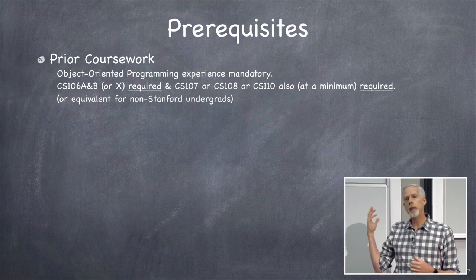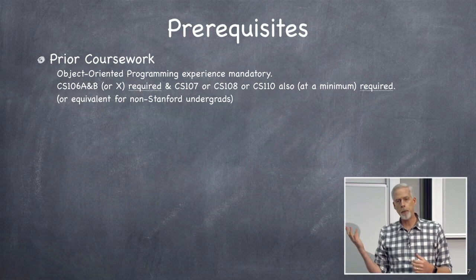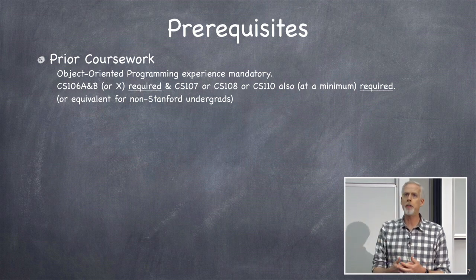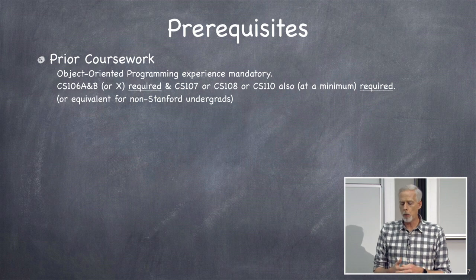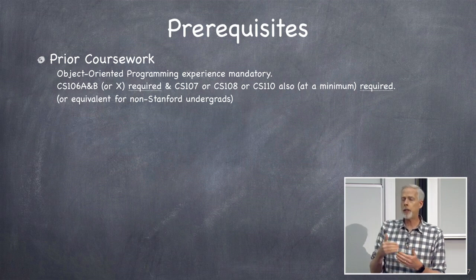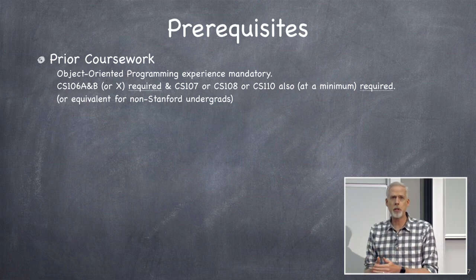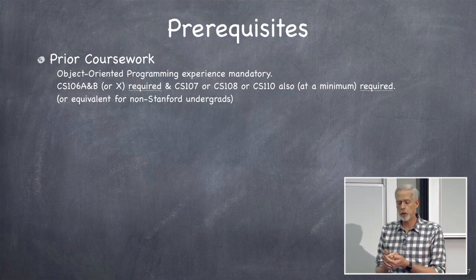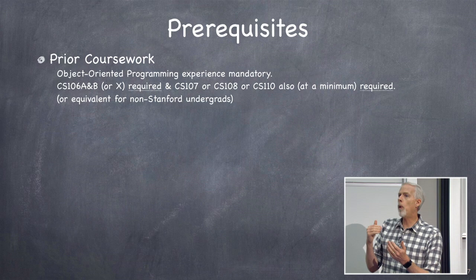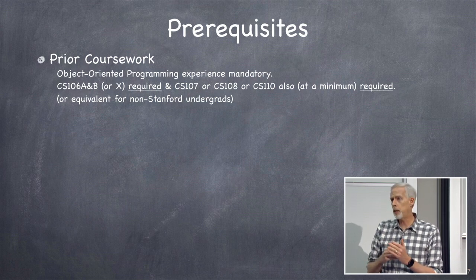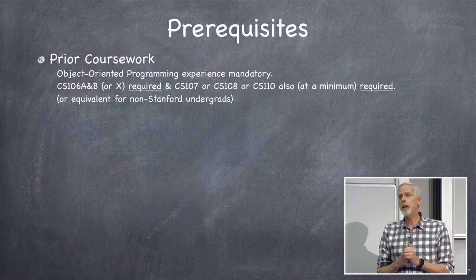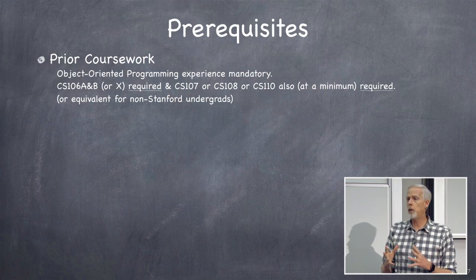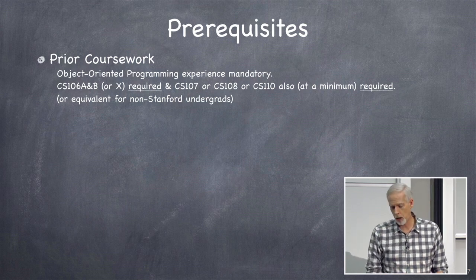So that's why here at Stanford, CS 106A and B are a hard prerequisite. You have to have taken those two. Those are object-oriented programming classes. And then I just want to make sure you have some programming experience. So either you've done something outside of school, or you've taken CS 107 or CS 108 or CS 110. CS 108 is a particularly great prerequisite. That's object-oriented programming. So if you have a chance to take CS 108 and you haven't taken it yet, maybe take it and then take this class the next time it's offered.